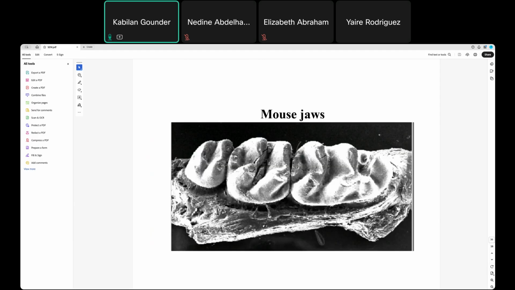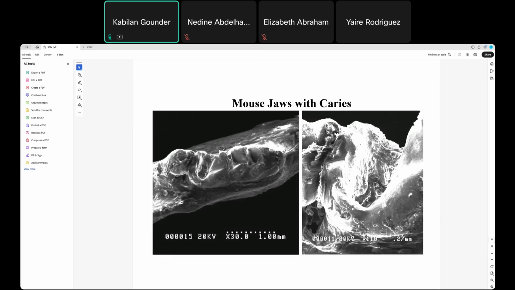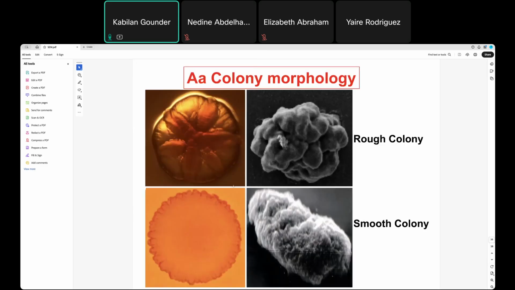So this is another scanning electron microscope image. You can see the cracks in the teeth that you cannot see in light microscopy, but you can see in the scanning electron microscope. Again, another high magnification scanning electron micrograph of a smaller one, where you can see the structures.